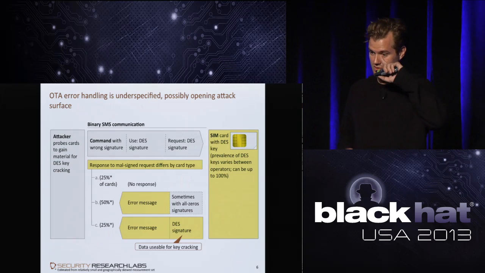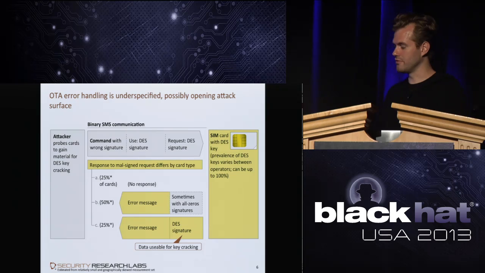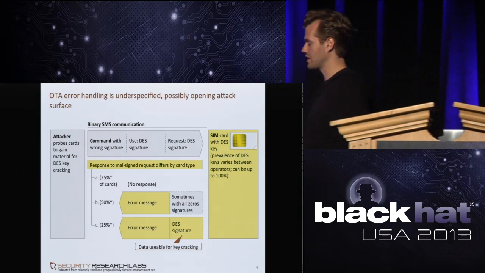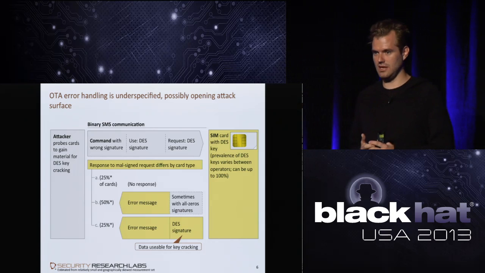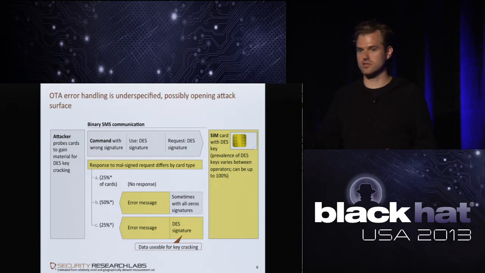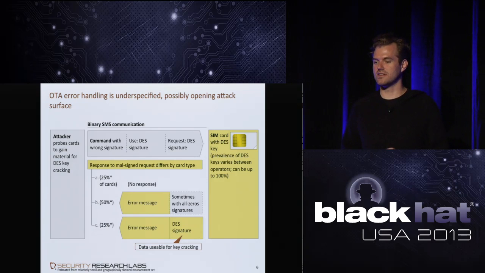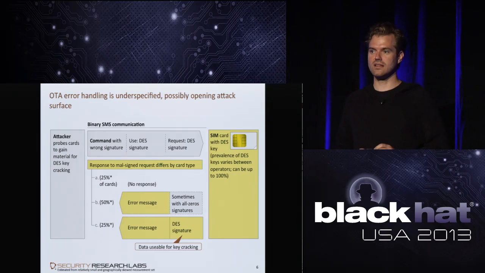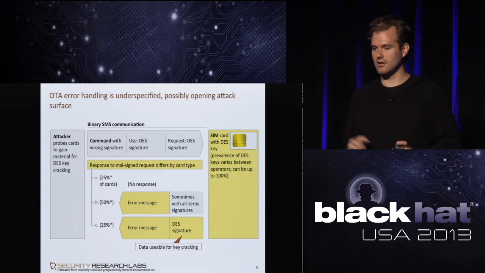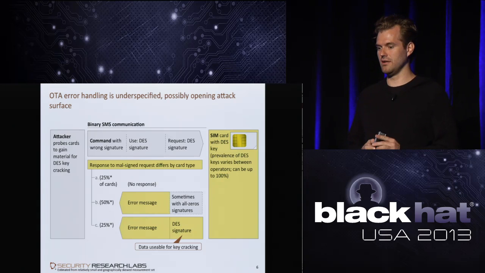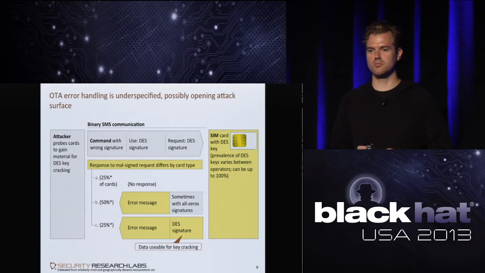Let's solve the first problem first here. We need a way of triggering the response from the card that gives us enough information to crack a secret key, instead of just waiting for the network to send a response. There's a gap in the definition of these cards that allows us, for some cards, to get exactly that plaintext signature pair. And the gap is, how do you respond to a falsely signed command?